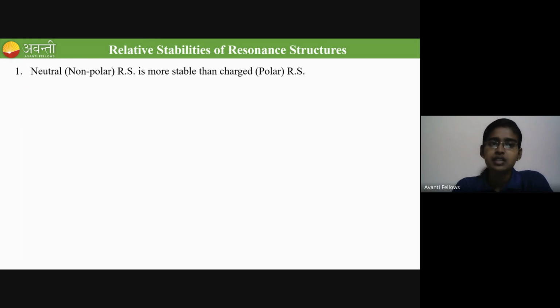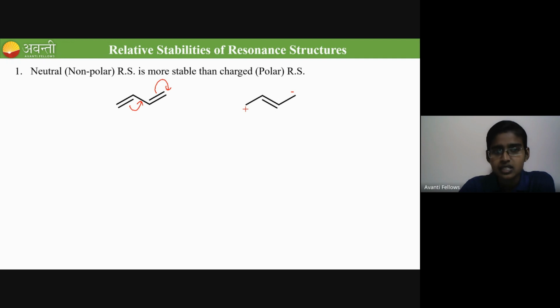The neutral or non-polar resonance structure is more stable than a charged resonance structure. Neutral is more stable than charged. For example, this is the first structure. If I shift the electrons, I'll get the second structure. The first structure is neutral, with no plus or minus charge, but the second structure contains one positive and one negative charge. So the first structure is more stable because it is neutral. This is the first rule to find out the stability.